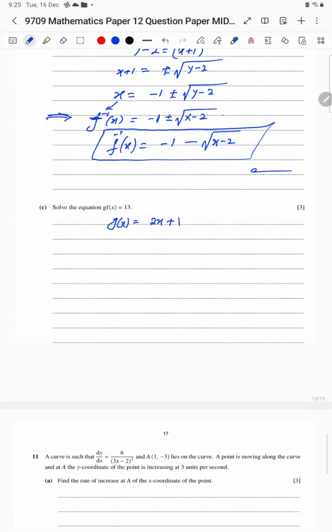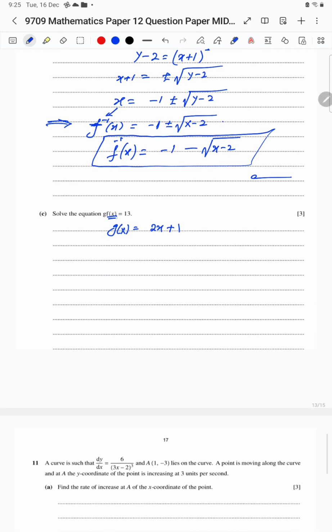to -1, right? But as we have to substitute this f of x in g of x, so gf of x will be 2 times f of x plus 1. Do replace the value, it will be x square plus 2x plus 3 originally plus 1. Simplification will give me the whole result is what? 13. I will get 2x square plus 4x plus 6 plus 1 minus 13 equal to 0.